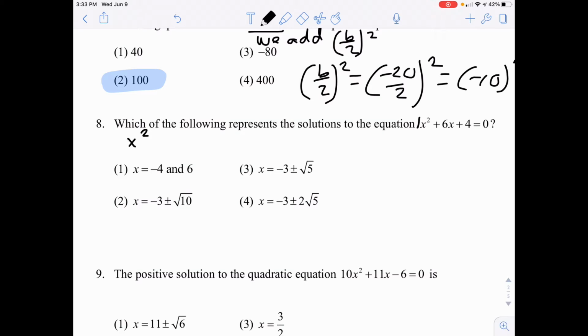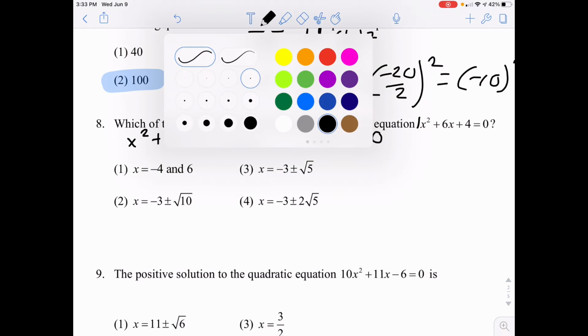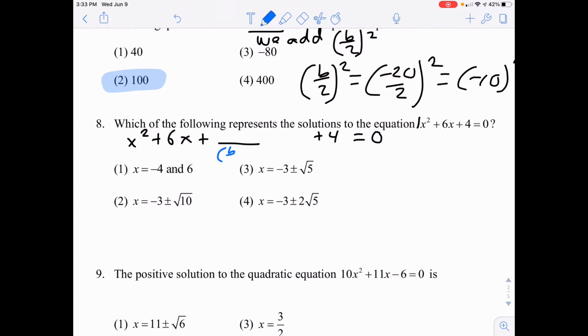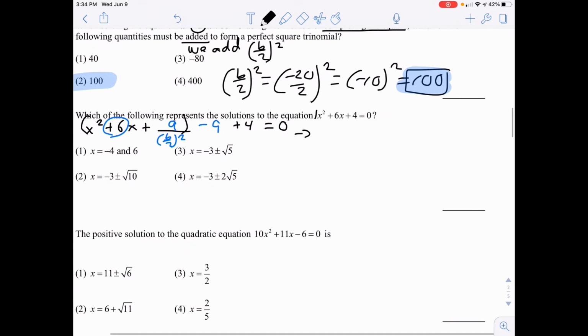So x squared plus 6x plus, leave some space, plus 4 equals 0. You're leaving space for b over 2 squared. b is 6, 6 over 2 is 3, 3 squared is 9. Again, we subtract 9 over here, section that off, and this becomes x plus the square root of 9, which is 3, quantity squared, minus 5 equals 0.